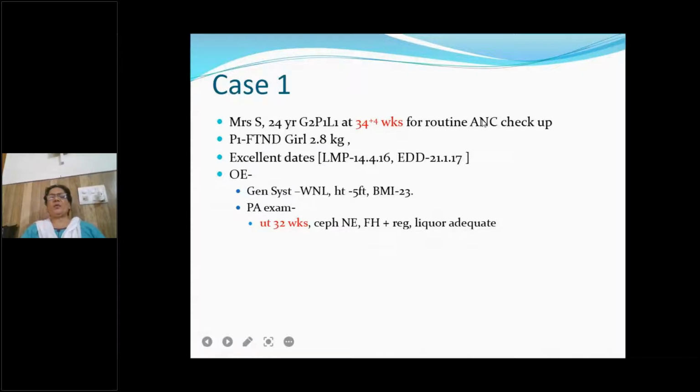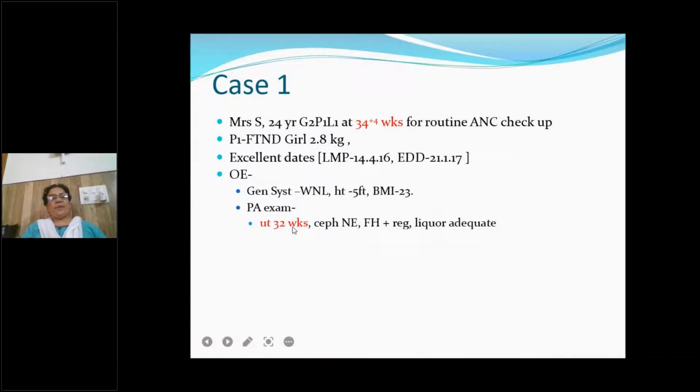She has come to us for a routine antenatal checkup. No complaints. Her previous delivery was a full-term normal delivery, with a 2.8 kg baby. She had excellent dates for her period of gestation, so we had no doubts about the dates. When we do the examination, there is nothing abnormal in the general systemic examination, average height, average BMI.